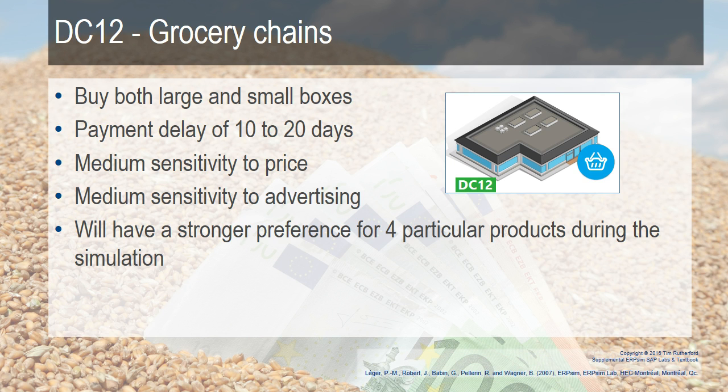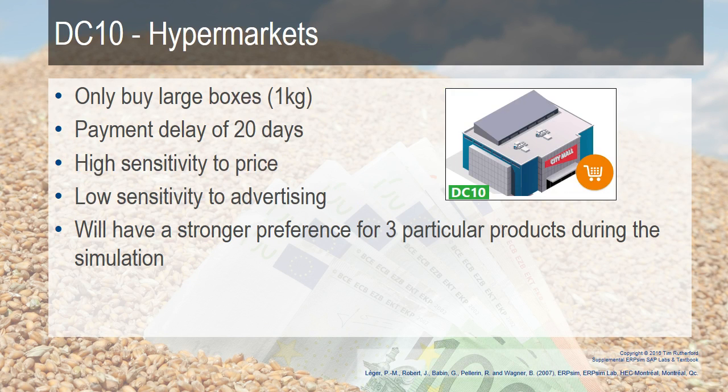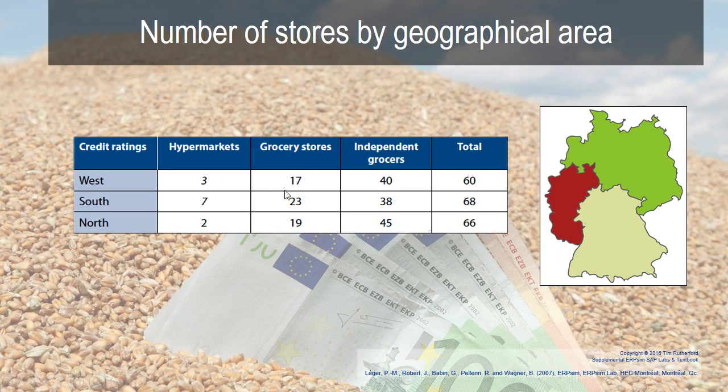Within these, they have a preference for four different products during the simulation. Again, this is something that changes each time, but once you figure out which one of the grocery chains is purchasing which four products, that's something you can work into your strategy. So thinking that through, just like with the hypermarkets, this is the distribution of these. There are 23 of the grocery stores in the South, and if you can figure out which ones are buying which product, that can actually help you within your strategy.